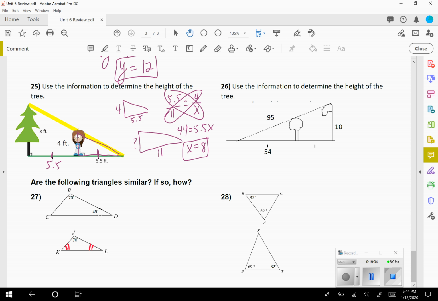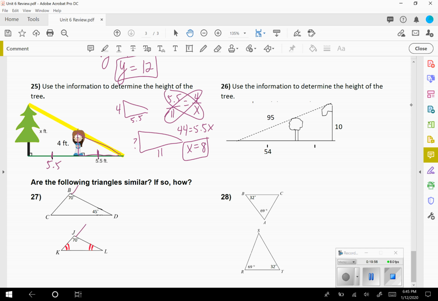All right, very good. The last part here. Are the following triangles similar? If so, how? Okay, so look at these angles. They've only given us angles here, so we have to look for angle, angle. So that means we have to have two that are the same. So first off here, we see they have a 70 degree in common for both of them.